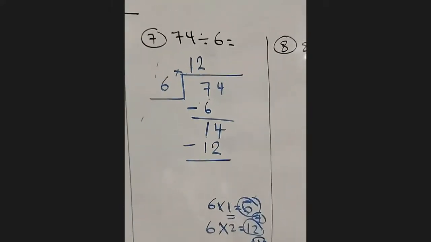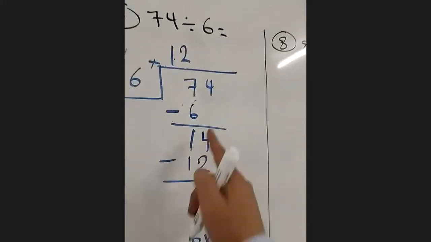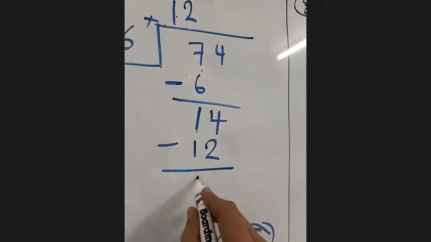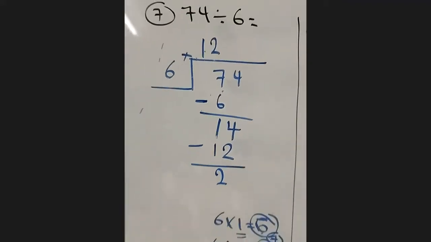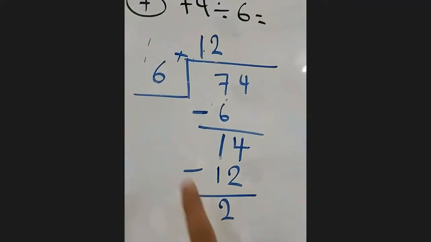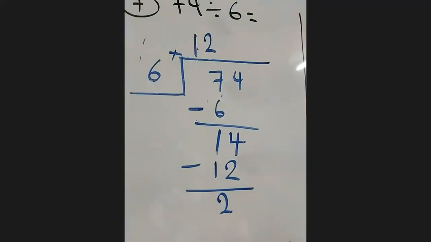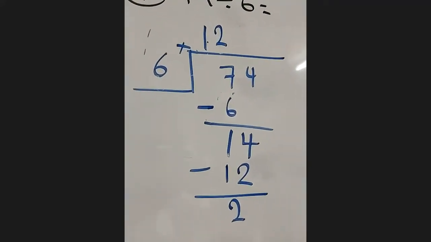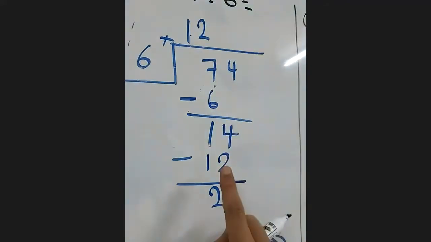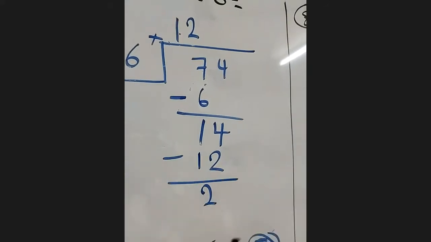Now what do we do? Subtraction, right? Yalla, 14 minus 12, how much? 2. Now is 2 less than 6, equal to 6, or more than 6? Less than 6, so I'm correct. My 2 here is correct, my 12 is correct. Everything is correct.